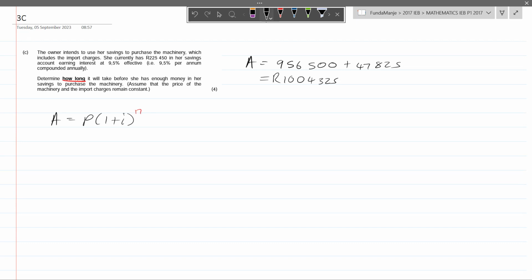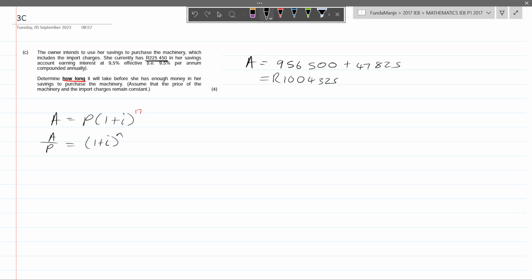Our principal amount is given to us as 225,450. We have our interest. So what is preferable is, before you make any substitutions, try to make n the subject of the formula. So in this case, we're going to rewrite and divide both sides by P, and then we're going to be left with (1 + i) to the power of n.